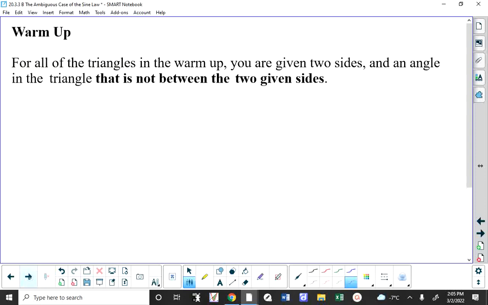So for all of the triangles in the warm-up, and this is very important, we're going to be given two sides and an angle that's not between the two sides. And this is going to be the test for ambiguity. Ambiguity is another way of saying it's ambiguous, which I will explain in a minute. Anytime you have two sides and an angle that's not between the two sides, the triangle is ambiguous. And you're probably getting tired of hearing the word ambiguous without knowing what it means, but that's the case.